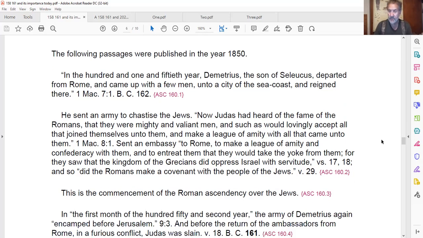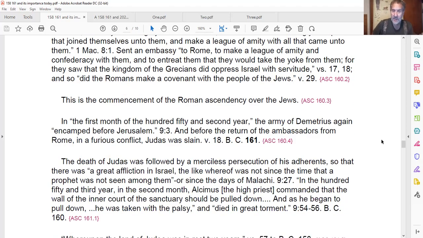Verse 29. Yeah, the Seleucid era starts in 312 BC. Okay. Yeah. This is the commencement of the Roman ascendancy over the Jews. In the first month of the 152nd year, the army of Demetrius again encamped before Jerusalem. 1 Maccabees 9:3. And before the return of the ambassadors from Rome in a furious conflict, Judas Maccabeus was slain. Verse 18. BC 161.